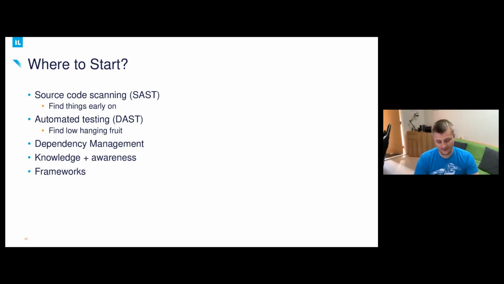One thing I would say, start focusing on the low-hanging fruits. Start focusing on the things that are going to gain you the most value. So the do's. So things like source code scanning. This is going to help you find things earlier on. It's not going to find everything, but it's certainly going to find things that are pretty immediately obvious.